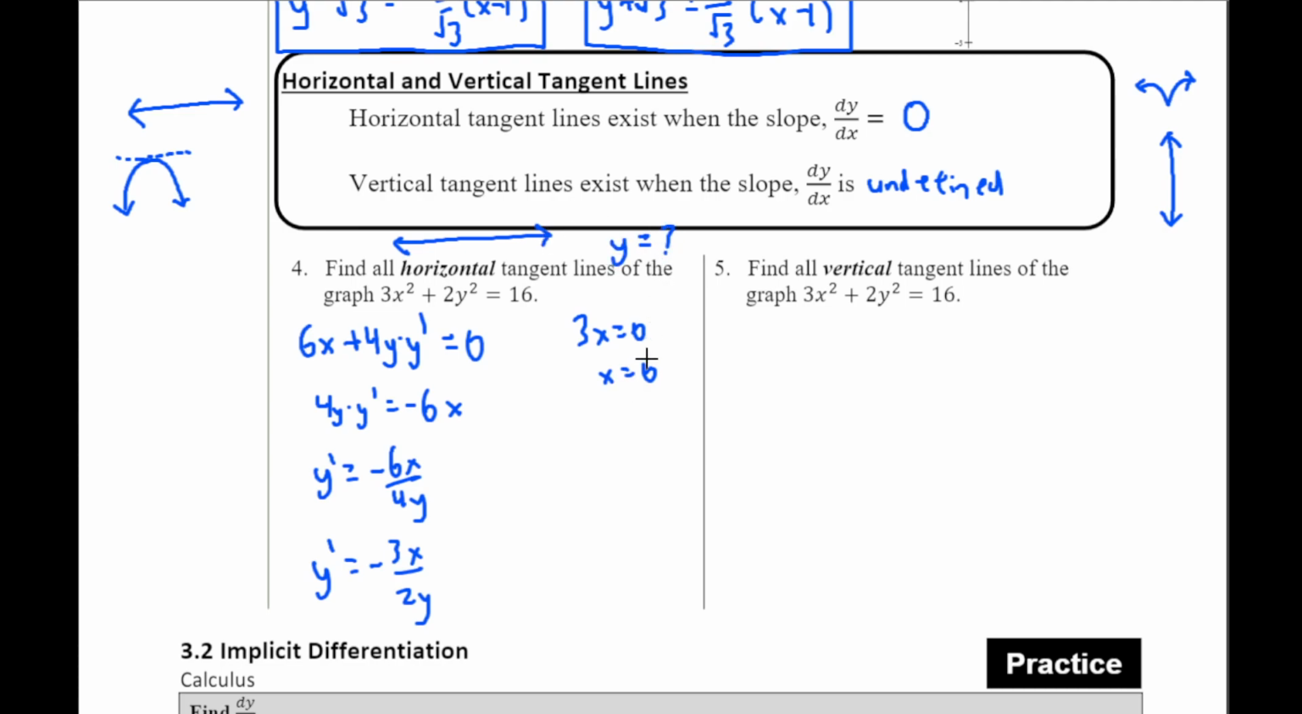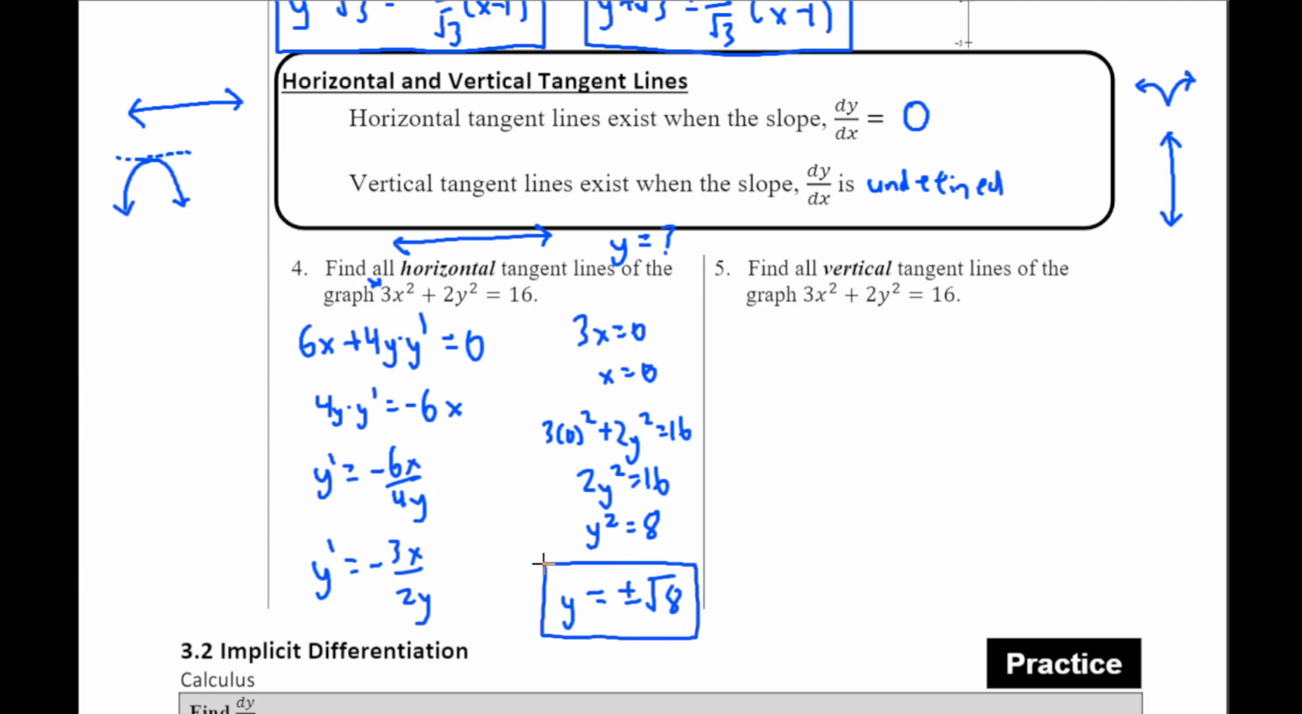So now that we have our x-coordinate, we have to find what the y is anytime it says horizontal. We can plug that into our original equation right here. Plug the 0 in: 3 times 0 squared plus 2y squared is equal to 16. That gets us 2y squared is equal to 16. Divide by 2 on both sides, y squared is equal to 8. So then your horizontal tangent lines, take the square root of both sides, y is equal to plus or minus square root of 8. So anytime it's y, it's a horizontal line here.